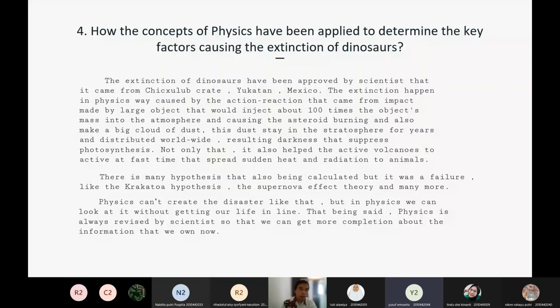This dust stayed in the stratosphere for years and was distributed worldwide, resulting in darkness that suppressed photosynthesis. Not only that, it also helped the active volcanoes erupt at a fast time, spreading sudden heat and radiation to animals.